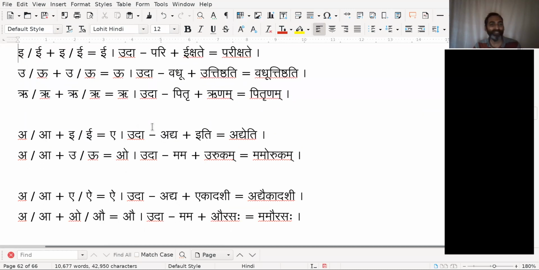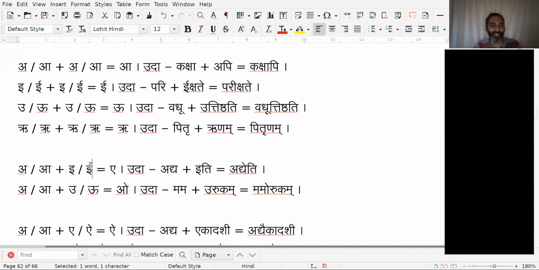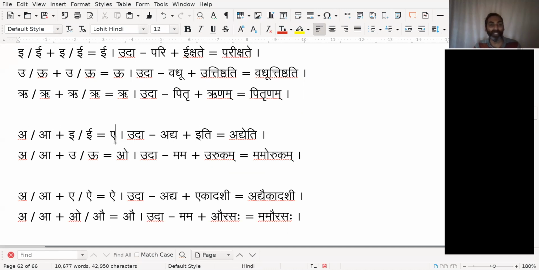Then there are other patterns, like Akara plus Ikara. Earlier it was only with Akara; now with Ikara and Ukara. I, U, Ri and Li have differences but belong to a common family, so they have similar patterns. If you add A and I, it becomes E; A and U becomes O. For example, Adya plus Iti: Akara here, Ikara here, both get replaced by Ekara, so it becomes Adyeti.